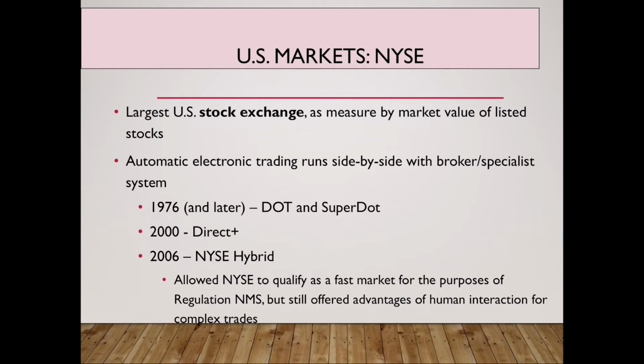So looking at their transition to electronic trading, in 1976 and later, they used DOT and SuperDOT. Then in 2000, they used Direct+, and in 2006, you had the New York Stock Exchange Hybrid. What this has done is it allowed the New York Stock Exchange to qualify as a fast market for the purposes of Regulation NMS, which we said was fully implemented in 2007, but it still offered the advantages of human interaction for complex trades. So that's something that it prides itself on, this human interaction, but it allowed the NYSE Hybrid to still qualify as a fast market for the purposes of Regulation NMS.